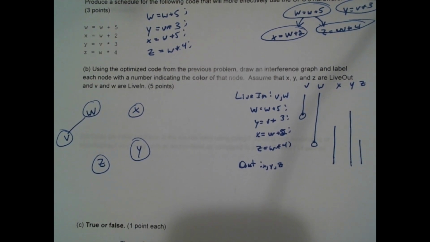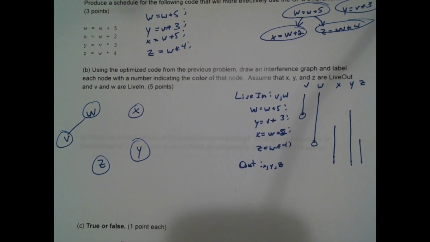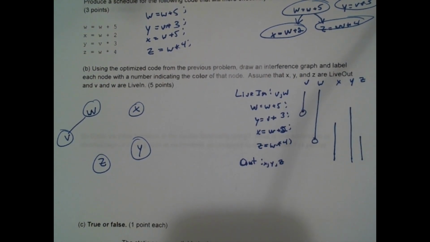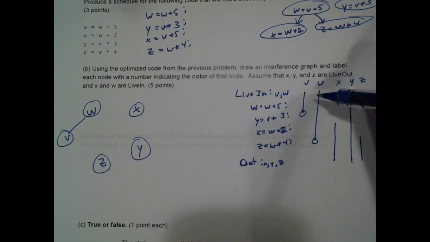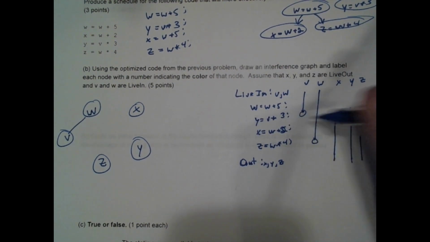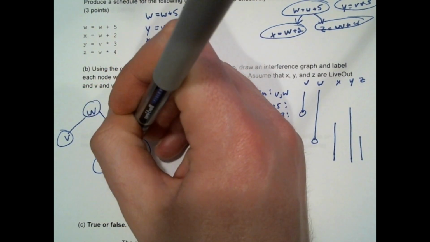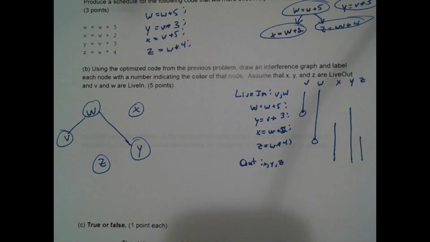That is the only thing that V is live with is W, because the only operation that happens while it's live is W equals W plus 5. W, we already have a line to V. It is also live at the same time as Y, so W needs a line to Y. It is also live at the same time as X because we need to keep it until Z pops up.